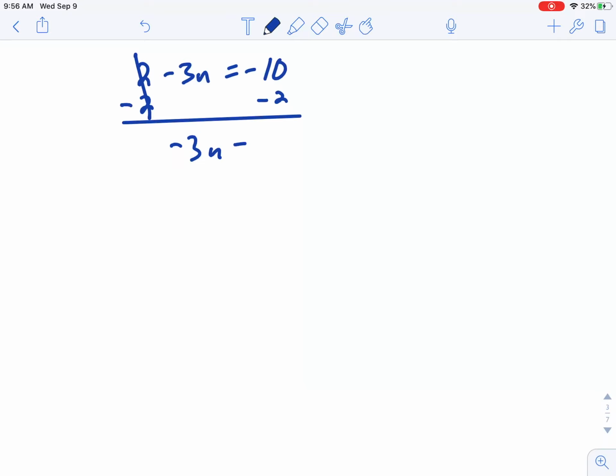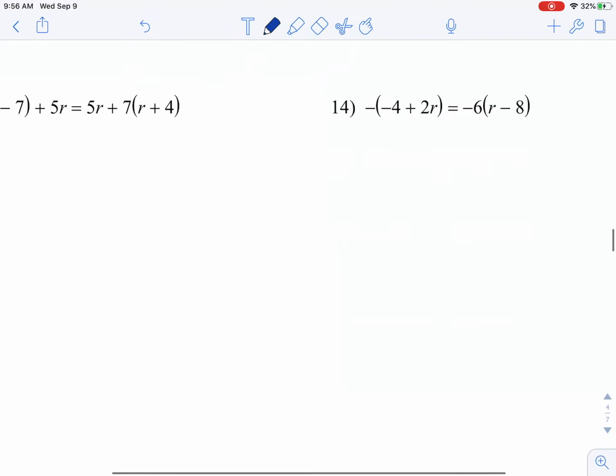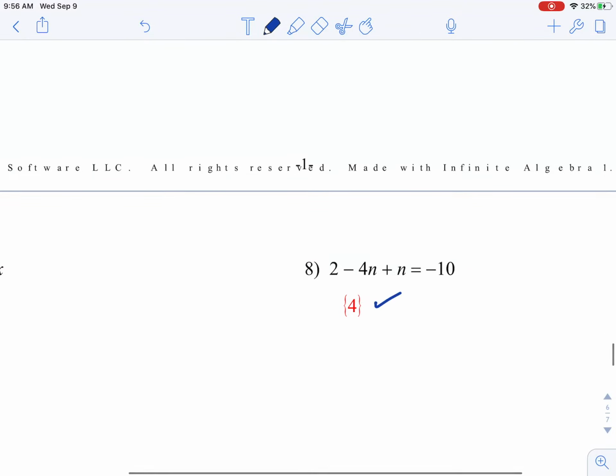Negative 3n equals negative 12. Now this negative 3 is attached to the n through multiplication, so we need to divide by negative 3. Negative 3 divided by negative 3 is 1. That's 1n. Negative 12 divided by negative 3 is 4. There's the answer to number 8. Everyone should have 4. There it is.